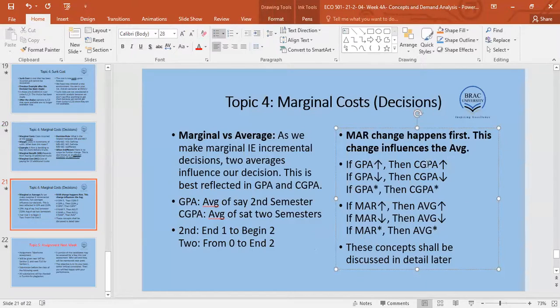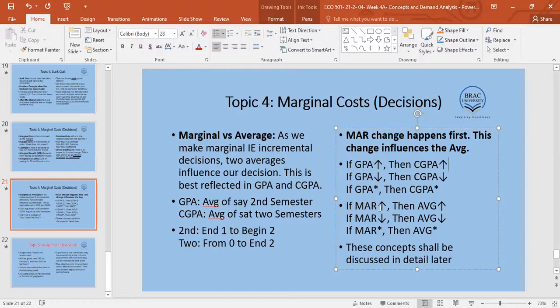If our GPA is increasing, which is the change that happens first, the marginal change, then we know that our CGPA is also increasing, right? Yes, sir. Okay. In economics terms, I'm using GPA because this is how I taught it to my daughter last year when she started economics. And I told her that I'll show it to you like this, you'll never forget. You guys also will never forget.